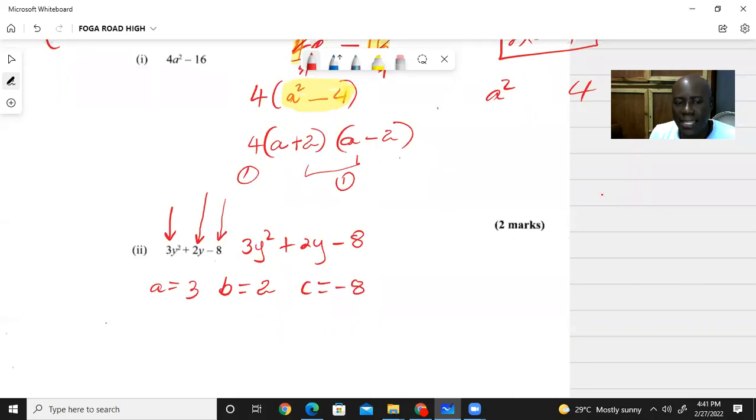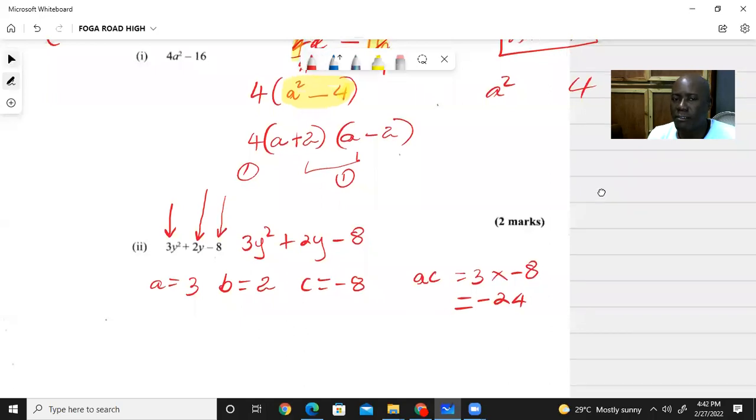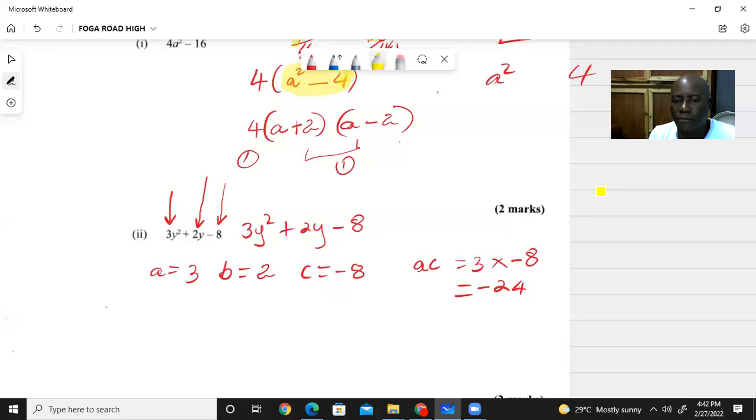Bear in mind, we're doing the AC method, which means that we need to know what AC is. AC means A times C. So let's look. The A value is 3. The C value is negative 8. When you put this together, you will get negative 24. Now, whenever you're factorizing by the AC method, when you find this number, you have to go on a little mission. The mission is that we want 2 numbers that when you add them, they give us 2, and when you multiply those numbers, they give us back negative 24.